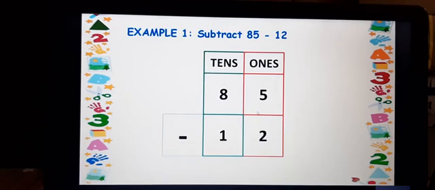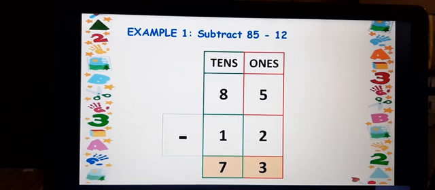Then after folding, how many are left? 7. So write 7 there. Like that, you can do these calculations on your hands by counting, or you can take a rough column and do it in your book also. So how much did you get as the answer now? It is 73. Very good, children. You got 73, the final answer.